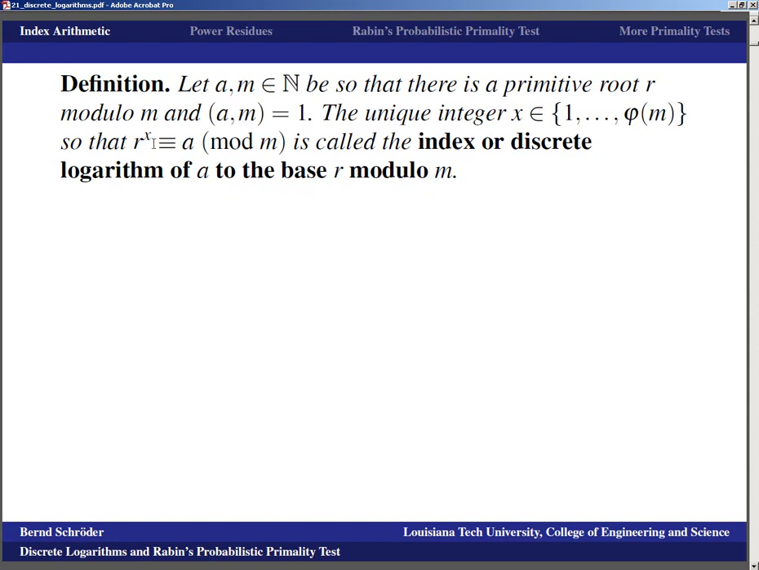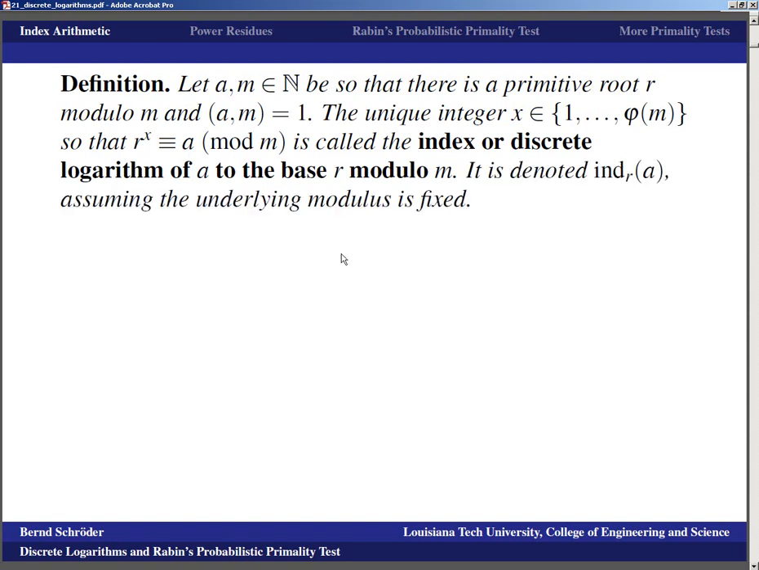The logarithm is an exponent that makes a certain thing happen. We are going to use similar notation, except that we call it the index, not the logarithm. So it's called index of a to base r. And we're assuming that the underlying modulus is fixed.